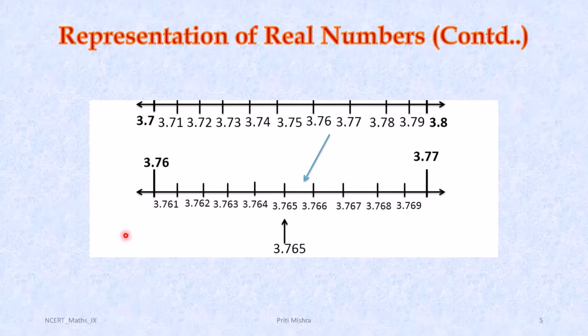3.77. Here we have 3.761, 3.762, 3.763, 3.764, 3.765 up to 3.769. As we were locating the number 3.765, here we got our number. In this way we got the number 3.765 in between 3.76 and 3.77. Like this you can locate and visualize any real number on the number line.